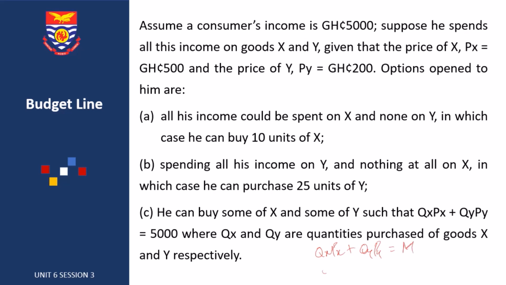So we can say QX PX plus QY PY equal to 5,000. Since we know the price, we can even further make this 500 QX plus 200 QY equal to 5,000, because the PX was given as 500 and the PY was given as 200. Okay, so let's try and sketch the budget constraint for this scenario.